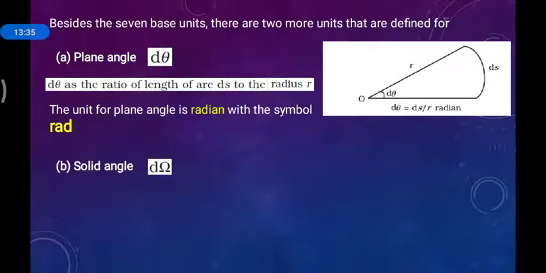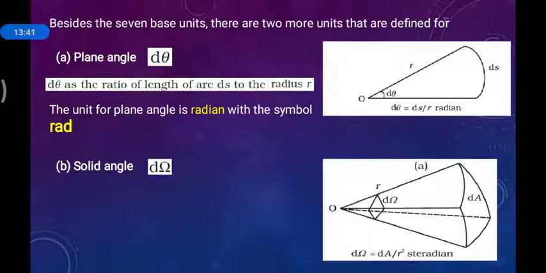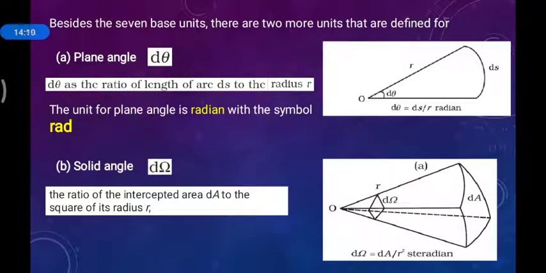Second is the solid angle, d omega, and the d omega is in 3D. That is solid angle: plane angle for 2D, and solid angle for 3D. This is a 3D angle. For example, you have an ice cream cone. At the ice cream cone tip, you see the angle is expanding as r increases. This is exactly the meaning of solid angle. Any cone has a solid angle.